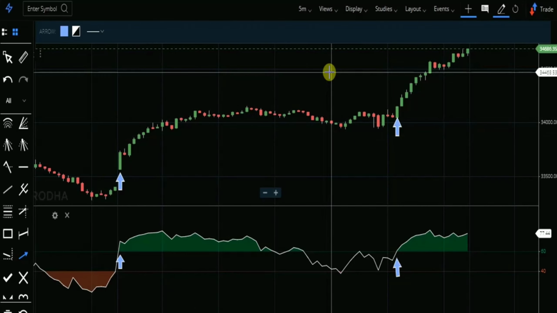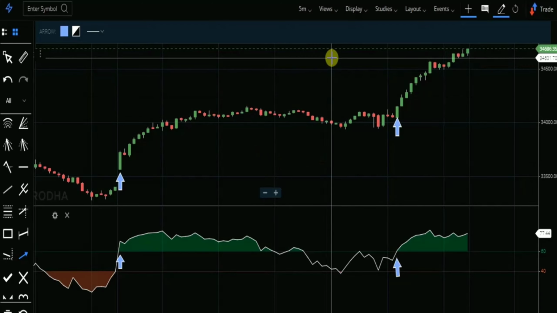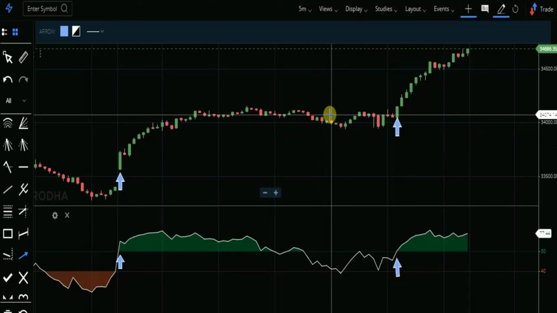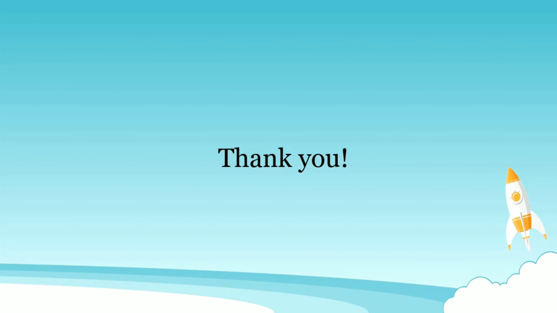So keep in mind that with RSI of 60-40, between the 60-40 range we will be in the sideways, above 60 we will be in positive momentum, and below 40 negative momentum. So this was all for the different ways of using RSI.